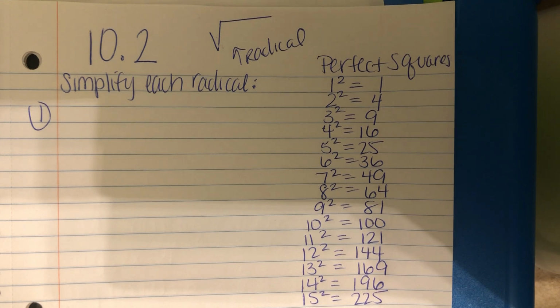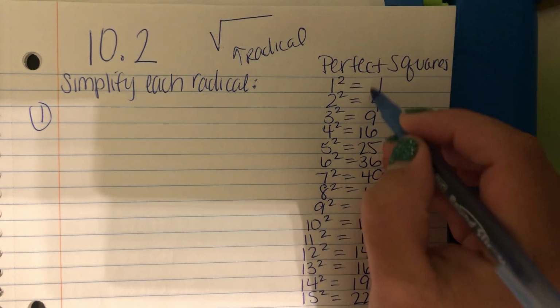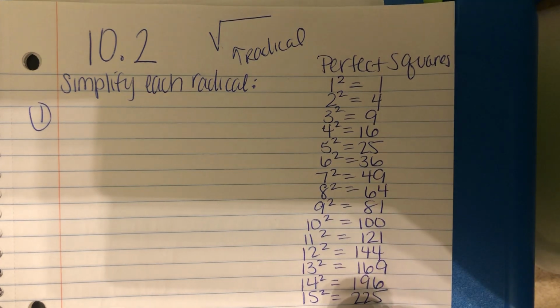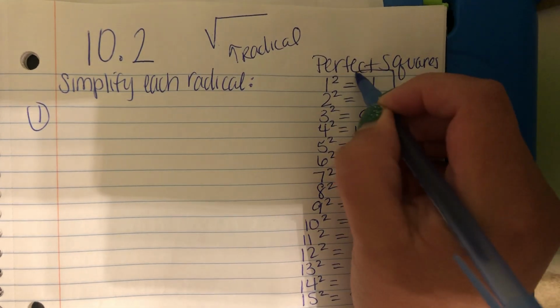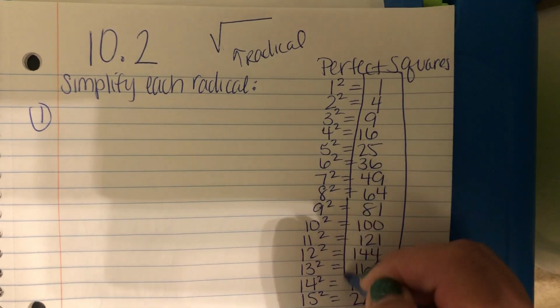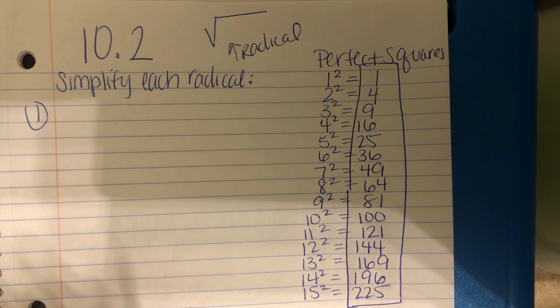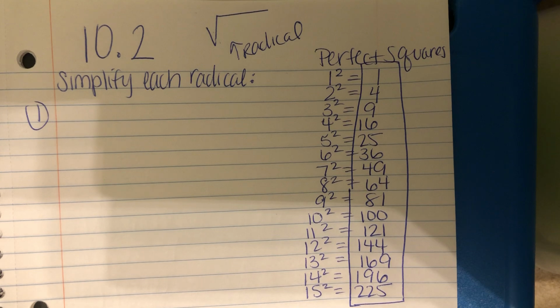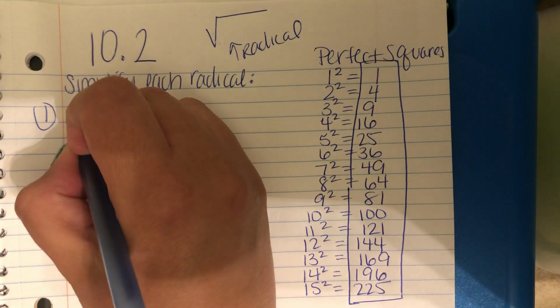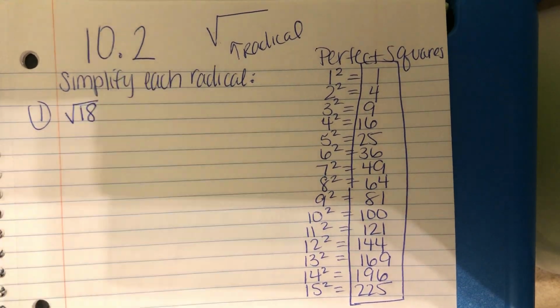All right, simplifying non-perfect squares. What you're going to be looking for is one of these perfect squares, this column right here. You're going to be looking for one of these perfect squares to go in there an even amount of times. So we'll start with something pretty simple here. The square root of 18.